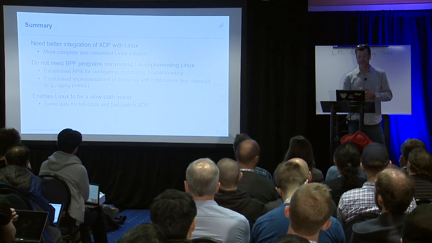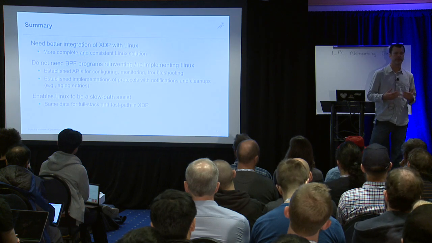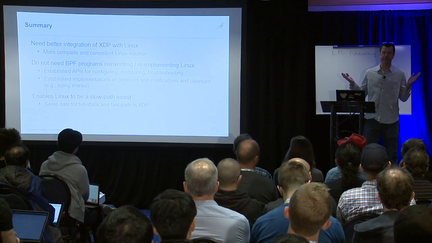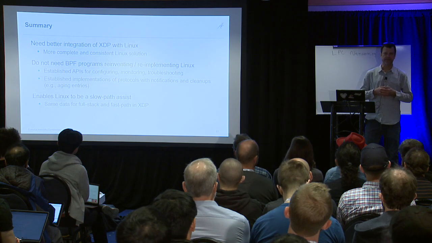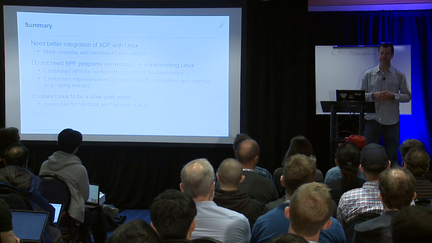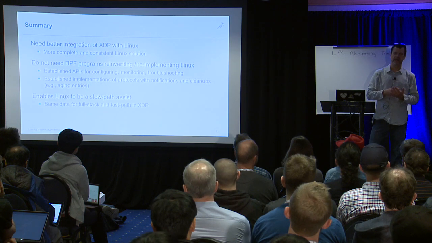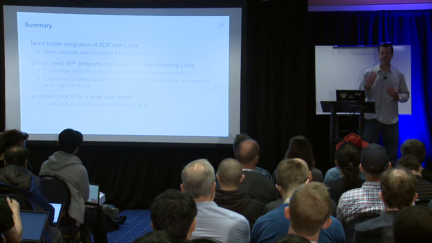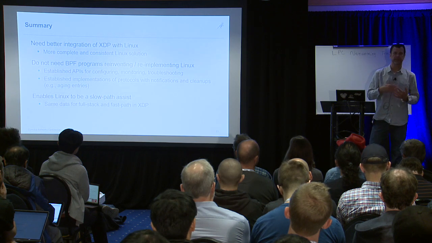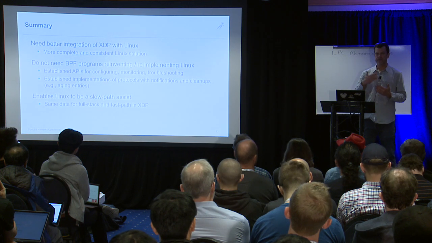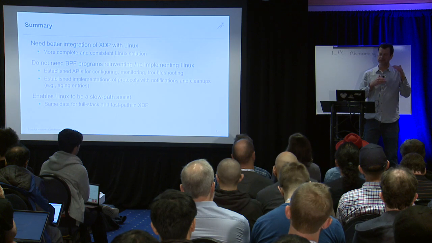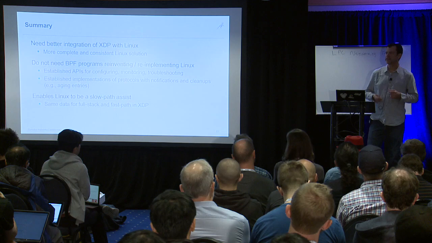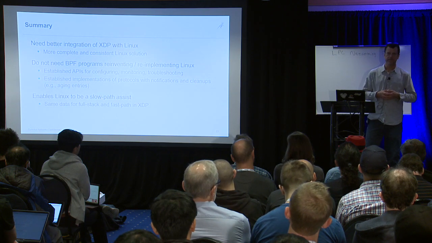And also it enables Linux to be that slow path assist. So for example, if a large packet comes in and the FIB lookup says that's bigger than the egress path can handle, I need a full stack assist on this, then the packet goes up the stack and can be split into the fragments needed to send it out. Or if you need to do something like neighbor learning because the next hop isn't resolved yet, then the full stack can come in. And so you get this good synergistic play between the two environments. Fast path when you can get it, slow path assist when you need it.